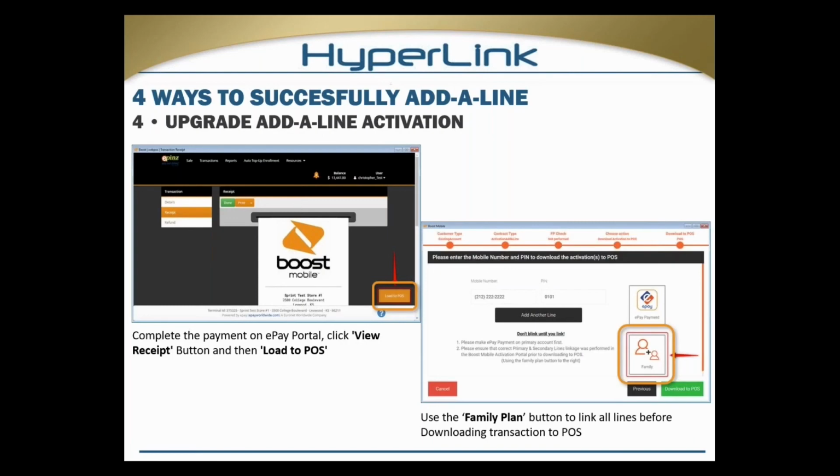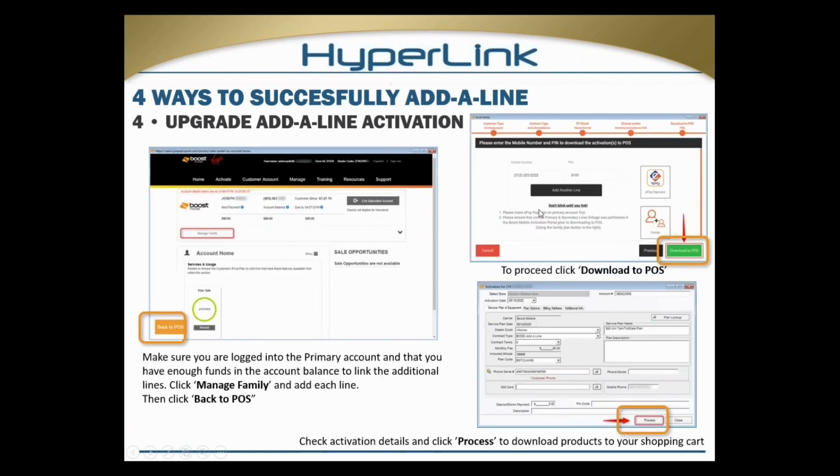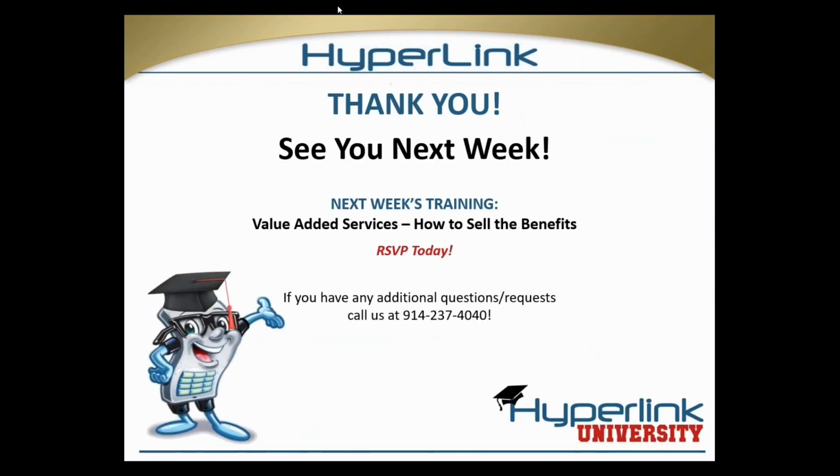So you're going to go ahead and make the payment and load that transaction to POS. Once the payment has posted, you can go ahead and click on the family plan button and link the lines and download the transaction to POS. Remember, keeping in mind the contract type, you're going to go ahead and process and download your product to your shopping cart, and you are done. And those are the 4 scenarios for adding a line.